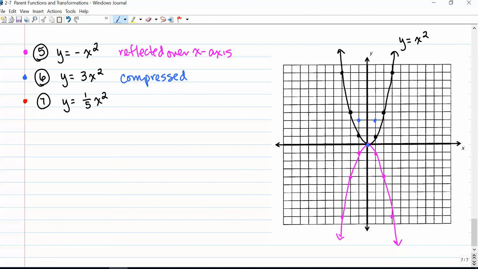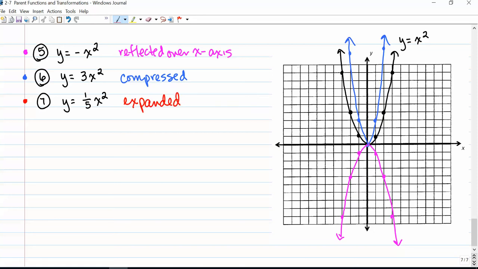And then when we put 2 in there, it's going to give us a 12, which again is going to be off the graph up here. And negative 2 is going to give me the same thing. So you can see how, in comparison to the parent function, the blue one, where we have the coefficient of 3 in front of the x squared, is a little bit tighter to the y-axis. It's a little more narrow. And then our last one here, y equals 1/5 x squared, this one's going to be expanded.